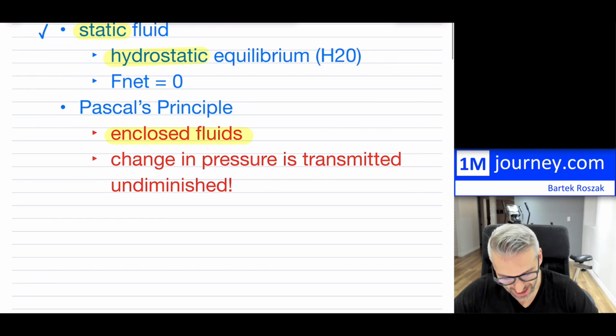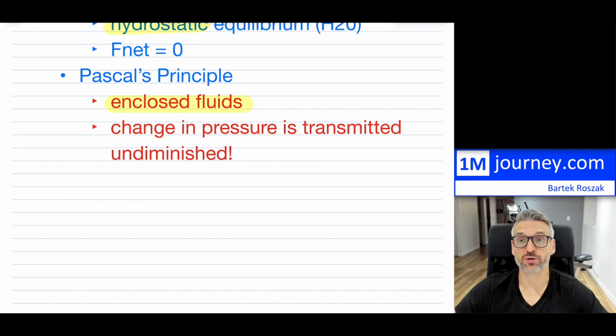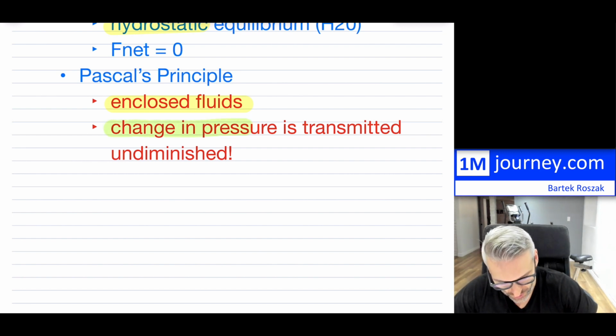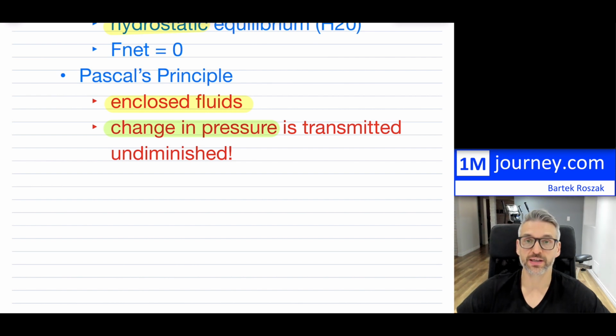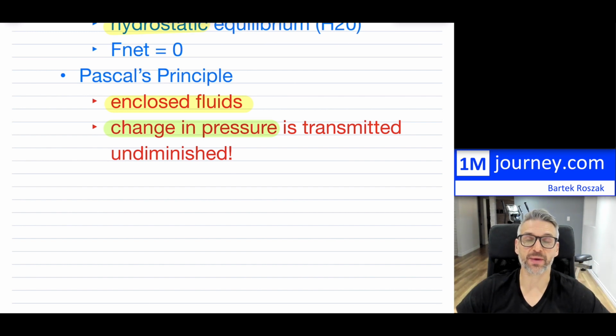Now, what Pascal actually mentioned was the following. He said something very interesting. He said that if you apply an additional force, an additional pressure, within these enclosed fluids, and I'll show you what I mean by that, then the change in the pressure is transmitted everywhere within the fluid and to the walls of the enclosure, undiminished. So that change is identical everywhere.